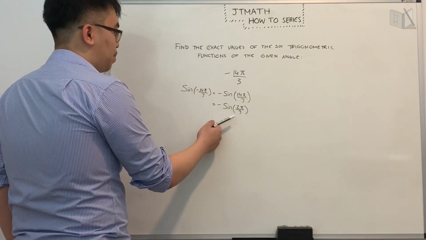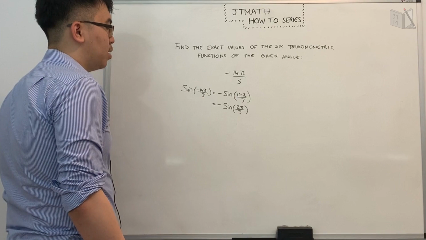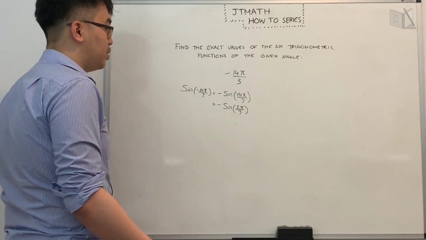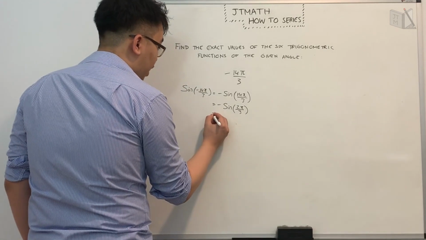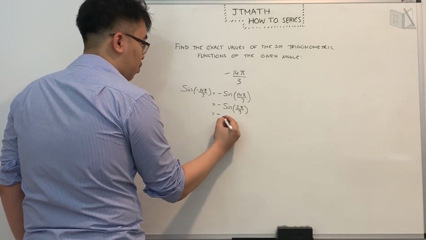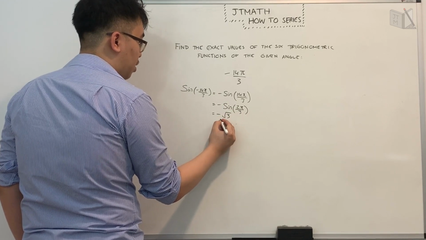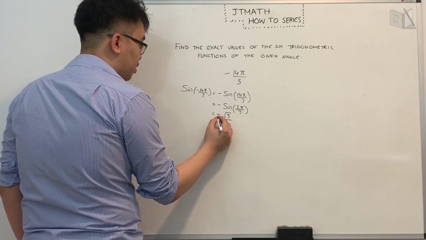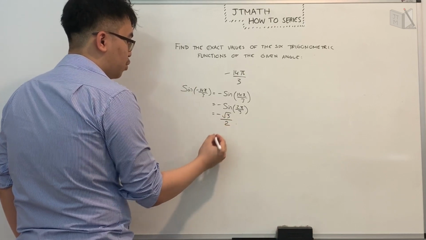And here I know that positive sine of 2 pi over 3, 2 pi over 3 is radians for 120 degrees. The value of that is root 3 over 2. And we have the minus sign here, so we include the minus sign. So our value for sine of minus 14 pi over 3 is minus root 3 over 2.